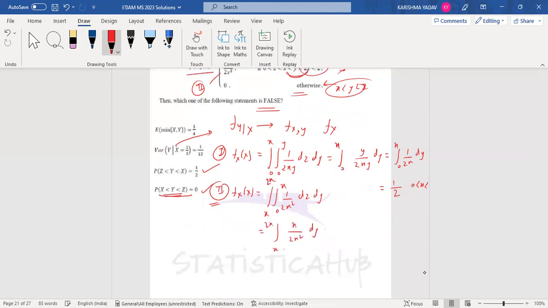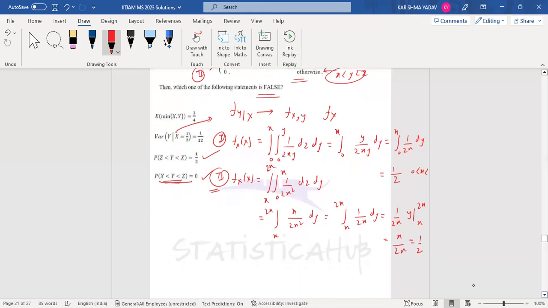I'm just integrating these, nothing doing that much. x upon 2x square, 1 upon 2x dy. Okay, and this will be equal to 1 upon 2x y, putting limit x to 2x, that is 2x minus x, and that will be x. So I will get x upon 2x, that is equal to 1 by 2. Okay, so what did I get?